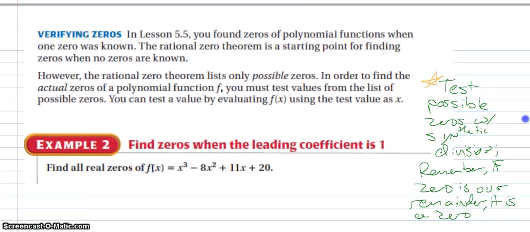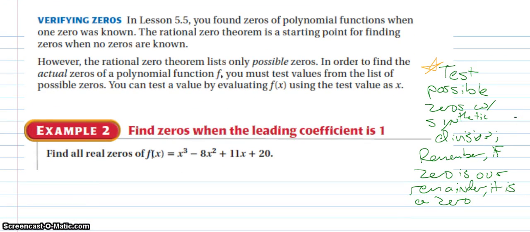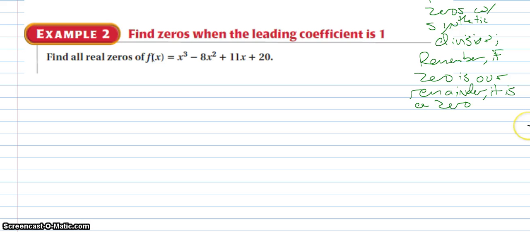Let's see how we might use this. Now in 5.5 we found zeros when 1 zero was known. So we used that as our starting point, we did synthetic division, and went from there. But here, I'm not giving you one of the zeros. You kind of have to use your list, test possible zeros, and hopefully you don't have to test too many before you get something that works. Remember, you have a zero if our remainder is 0. So let's take a look.